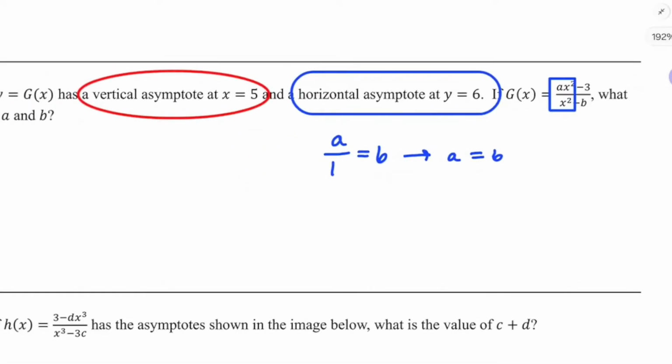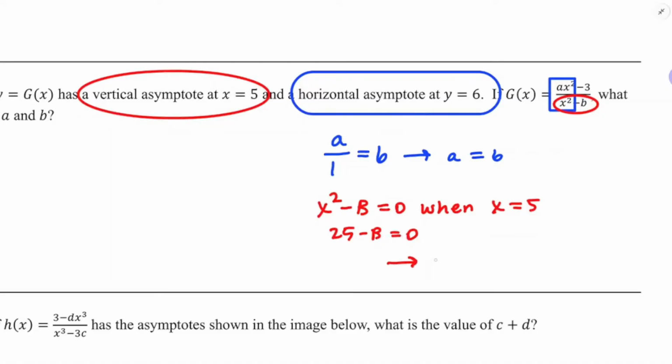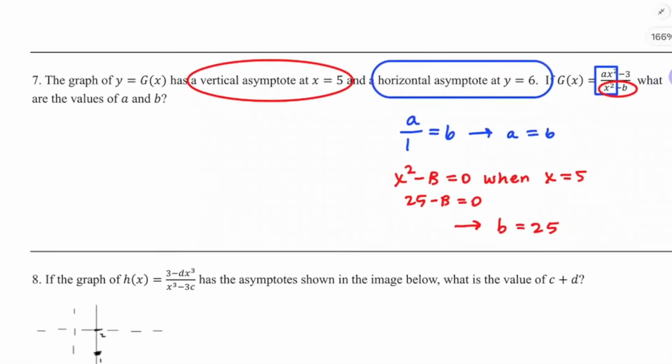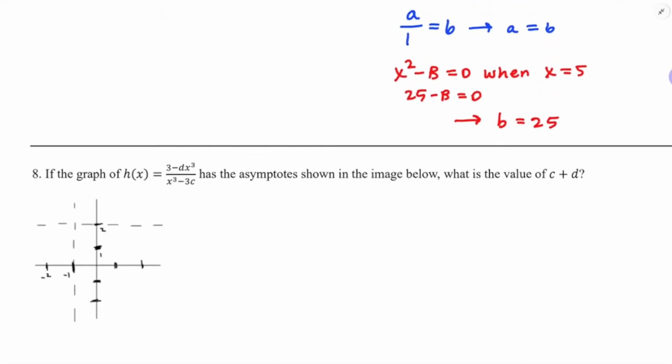Right, and then vertical asymptote at x equals 5. Well, that means that when x equals 5, I have to be dividing by 0. Okay, so I'm going to say x squared minus b equals 0 when x equals 5. So I plug that in, I get 5 squared is 25 minus b equals 0, and that's going to give me that b equals 25. And what are the values of a and b? A equals 6, b equals 25. And you can see why I generally try to avoid lowercase b. This looks exactly like 6 when I write it.